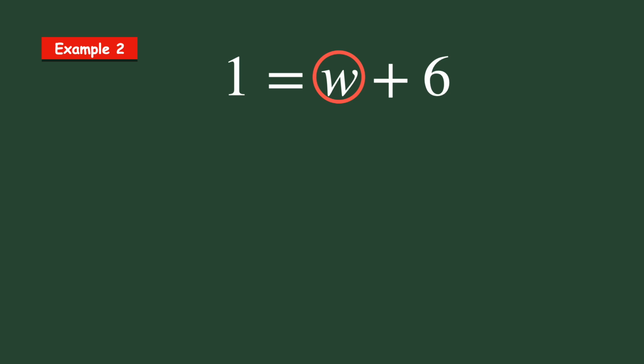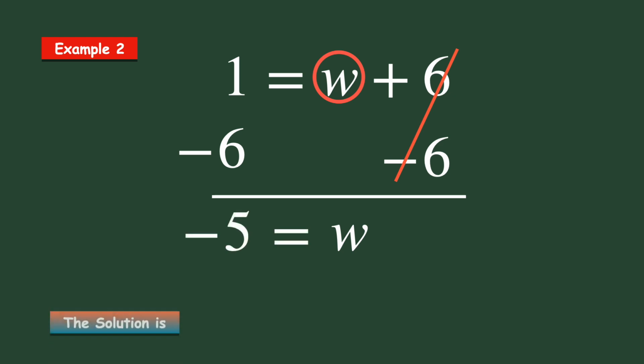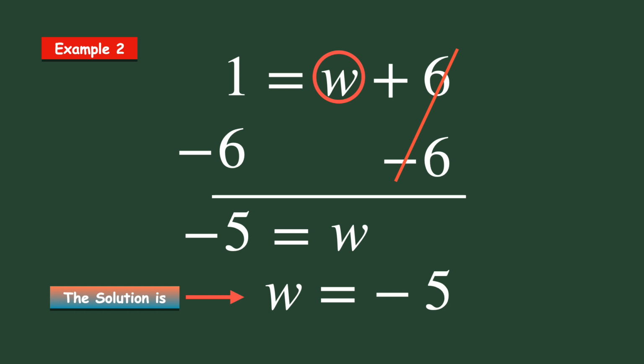For this next example, we need to solve for w. Since we have 6 being added to the w here, we need to undo the addition by subtracting 6 on both sides of this equation. And looking at this right side, we see again that we have a zero pair of positive 6 and negative 6, so they just cancel each other out, leaving the w on the right side of this equation. Looking at the left side, we have positive 1 minus 6, which equals negative 5. So the solution for w is negative 5.